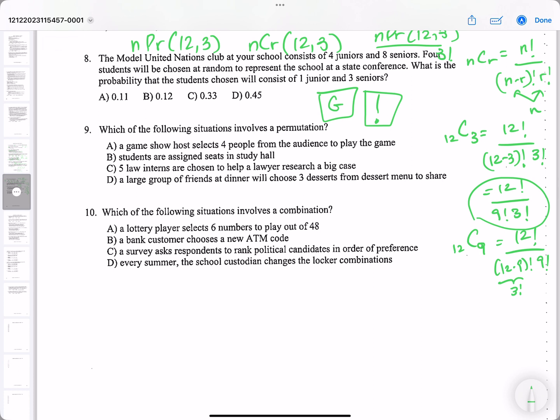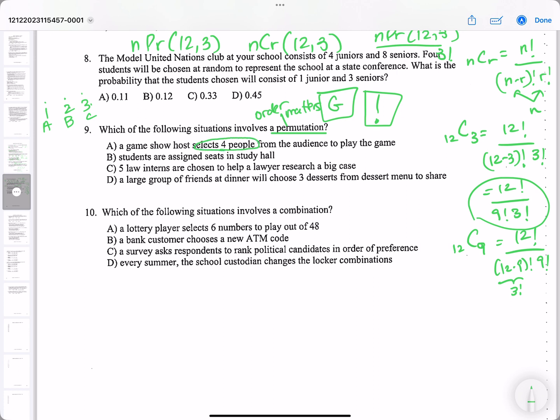Number 9, which of the following situations involves a permutation? Now remember, in a permutation, order matters. So if I have 3 people and I have a first, second, and third place medal, obviously the order is going to matter for, let's say, Annie, Barry, and Charlie. It could be Annie, Barry, and Charlie. It could be Charlie, Barry, and Annie. It could be all kinds of different permutations.